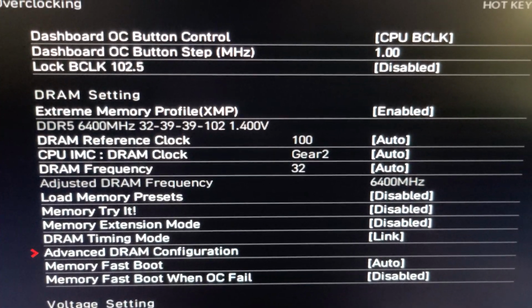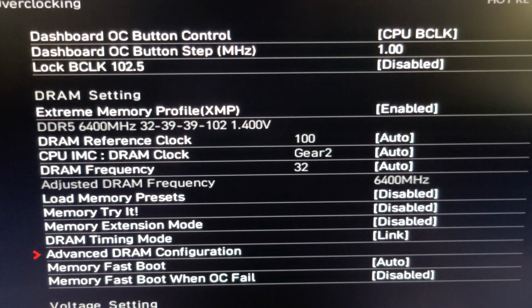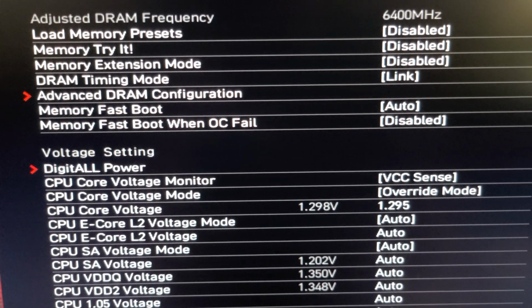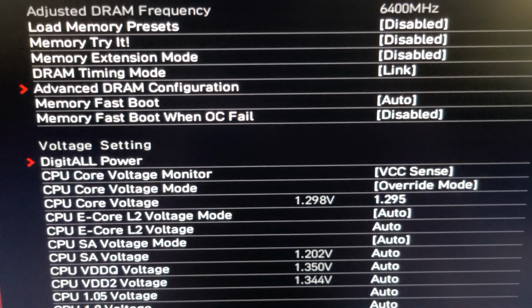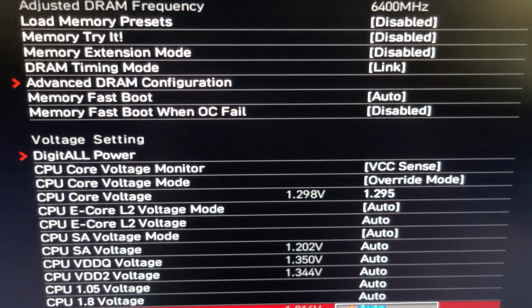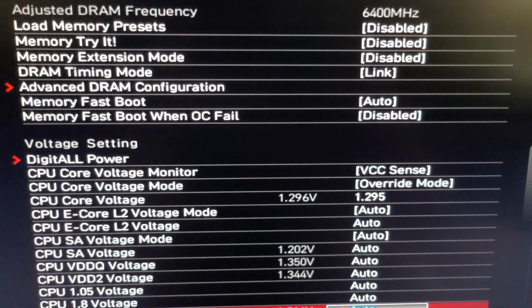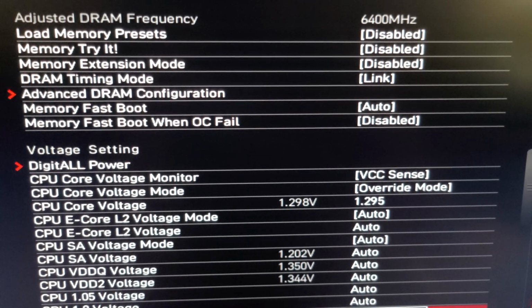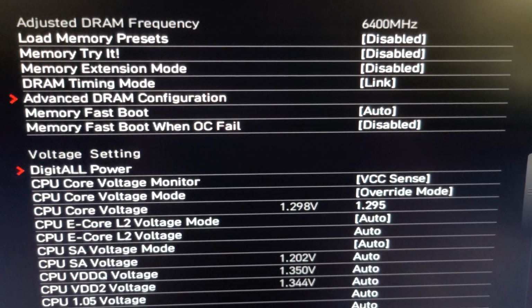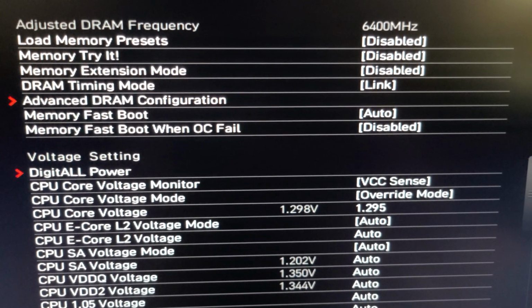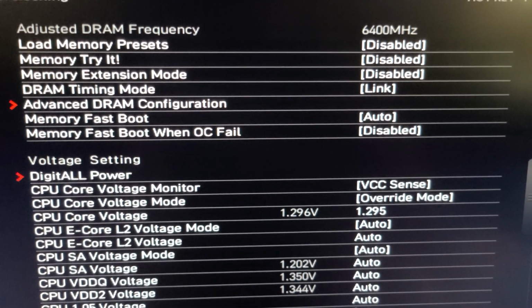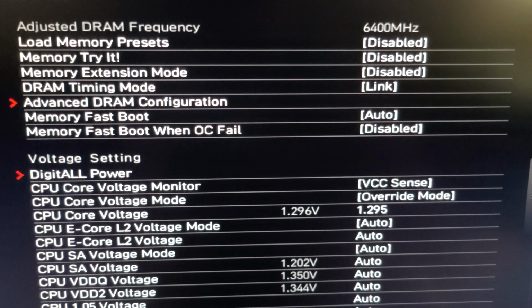And my RAM, I got XMP enabled, G.Skill Trident Z5 DDR5, and my voltage is set at 1.295 volts, which basically runs at 1.298 volts. So we're going to run Cinebench R24 and 3DMark Time Spy, and then we'll see the results and compare against my previous CPU. But so far, no real upgrade and definitely not worth the money, are my basic thoughts.